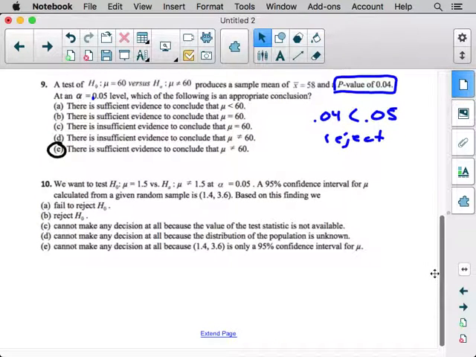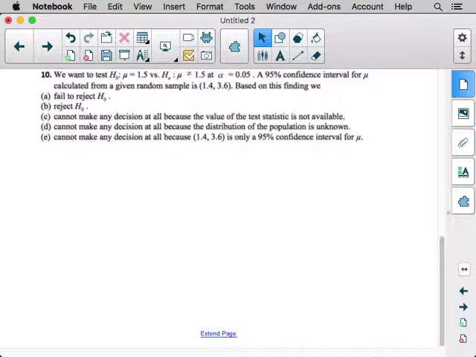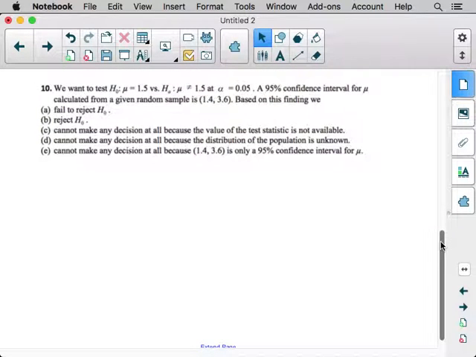We want to test that the null is 1.5 versus it not being 1.5 at a 5% level. And they give us the 95% confidence interval. Based on this finding, we can. Now, remember I said I actually got really excited when we got to this day because I love the relationship between hypothesis testing and confidence intervals. So I want you to note this 1.5. What do you note about it?